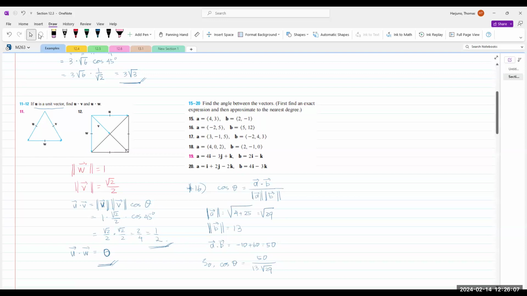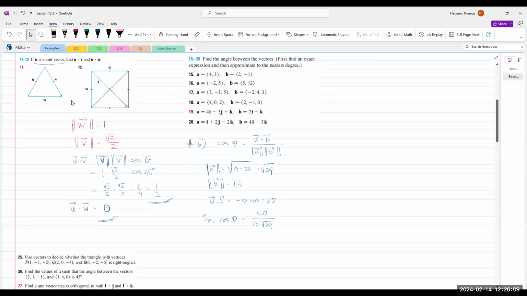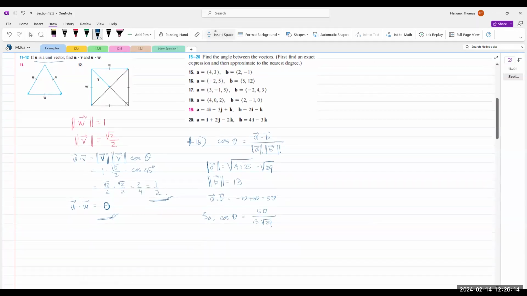Now, when you do this question in my test or in my quiz, please write the exact value first, which is theta equals cosine inverse of this guy. Okay, and if you give your answer either in degrees or radians, give me 5 decimal places.